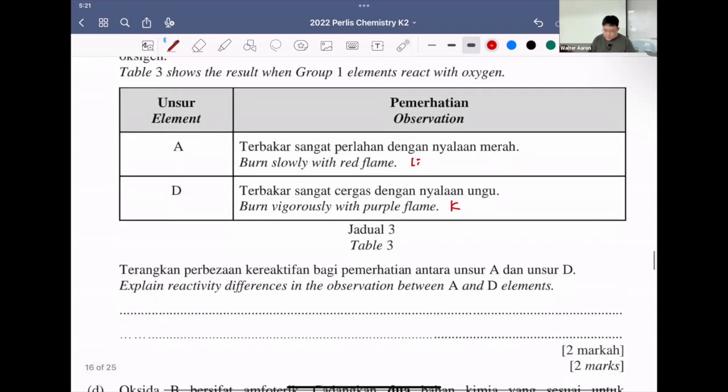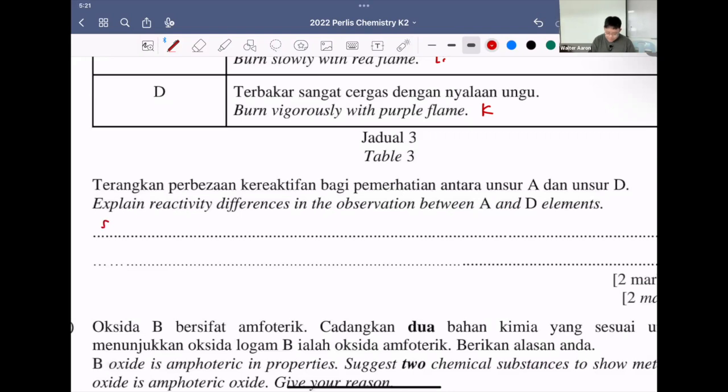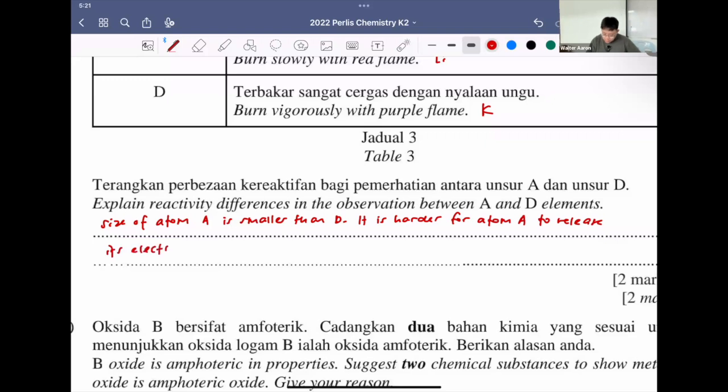So you can say here, size of atom A is smaller than D. Then you say over here, it is harder for atom A to release its electron during chemical reactions. Okay, so that is one.